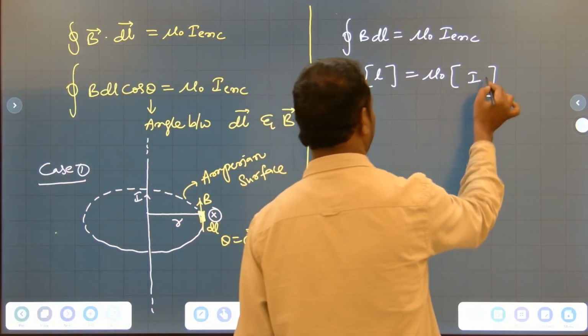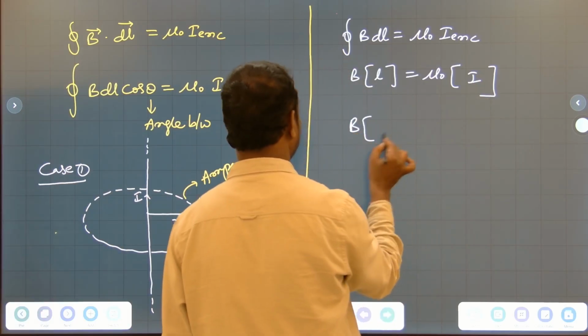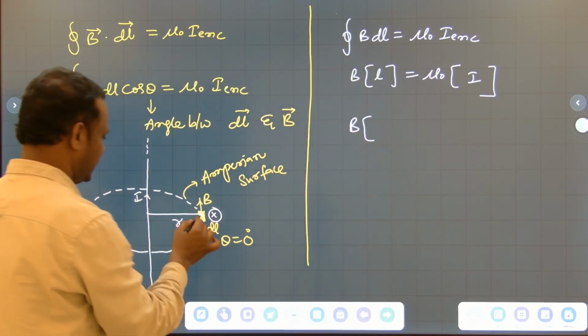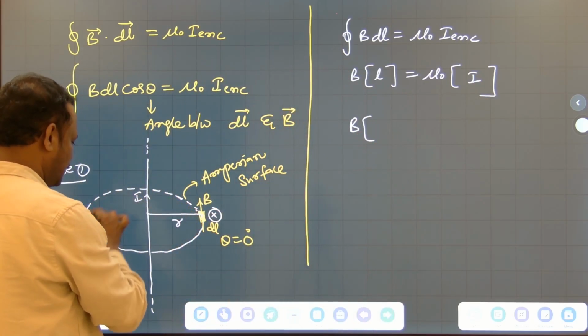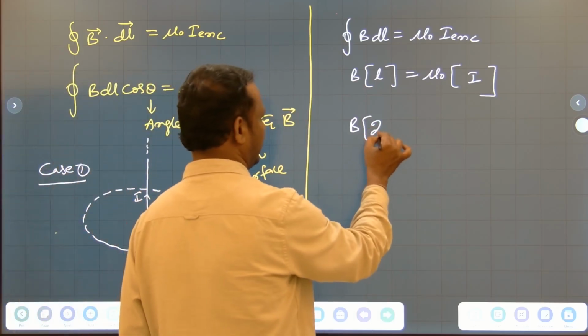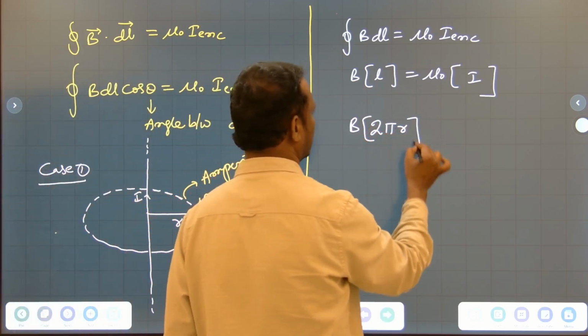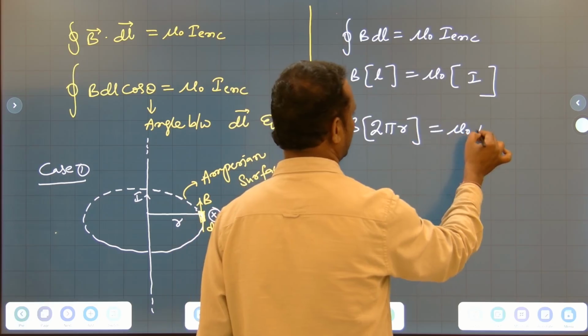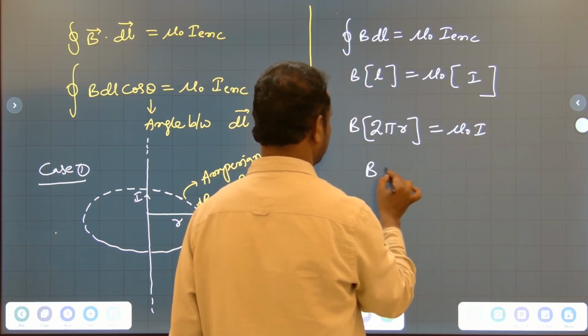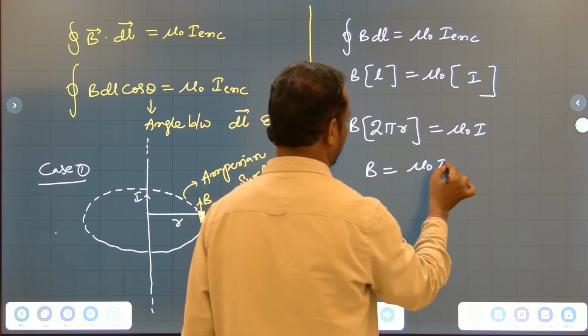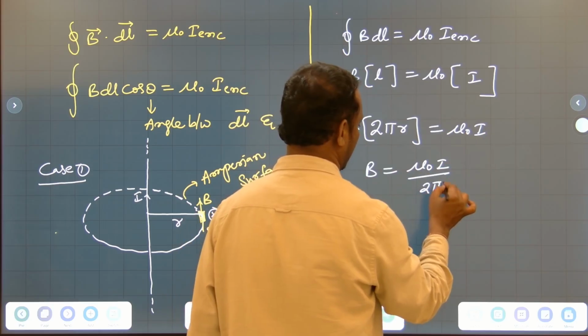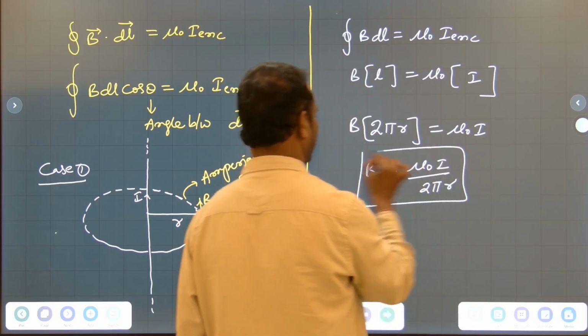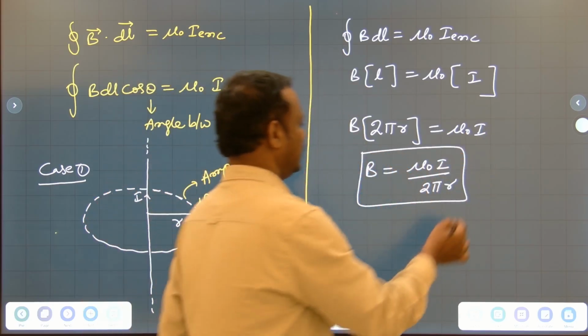So we can write B times the integration of dl, the length element, which gives 2 pi r, is equal to mu naught times I. B is equal to mu naught I by 2 pi r is the relation, and the direction we can give is into the plane.